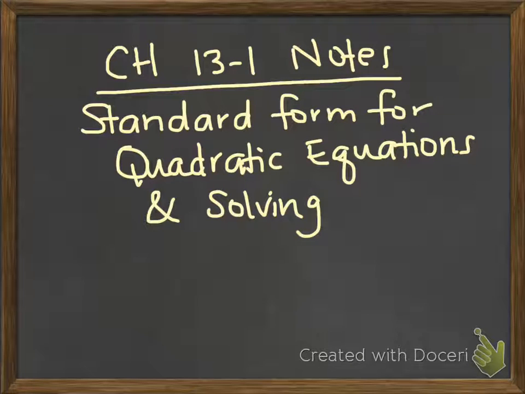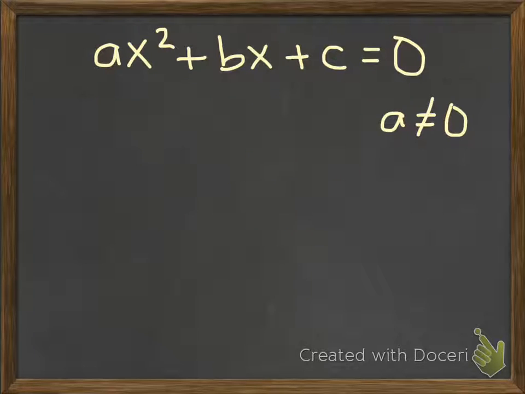Chapter 13-1 is standard form for quadratic equations and solving quadratic equations. Okay, in the standard form of a quadratic equation, it's ax squared plus bx plus c equals 0. A is the variable in front of the x squared, b is the variable in front of the x, and c is just the regular number.